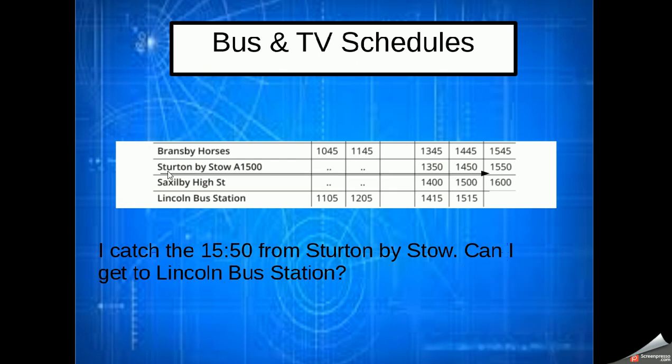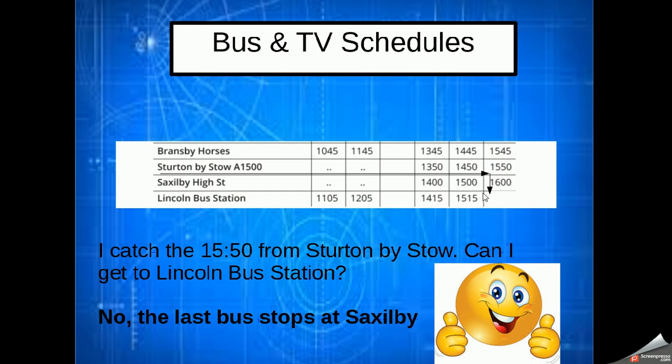So we're going to go to the row with Sturton by Stow and go all the way across until we get to 3:50. Then we're going to make our way down, and if you look, there is no time on the Lincoln bus station. There is no further column to the right. So as a result, no, you can't get to Lincoln bus station if you arrive there at 3:50.